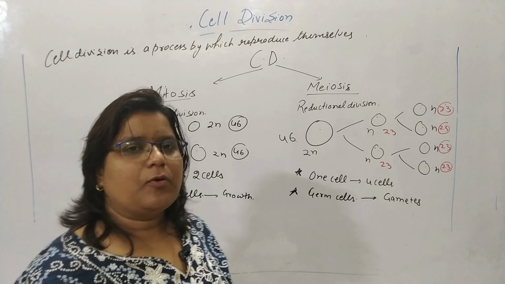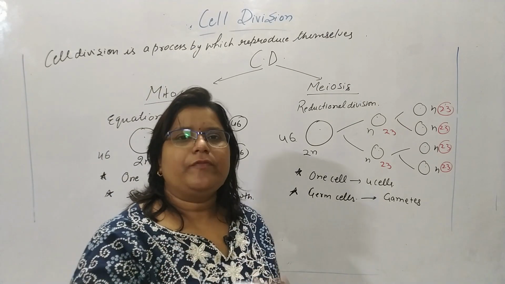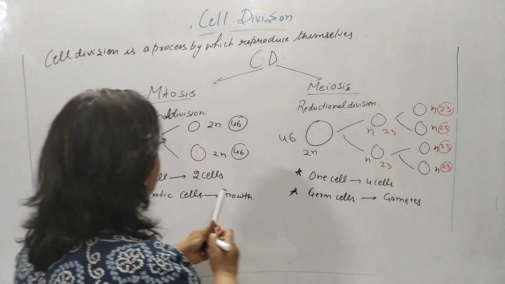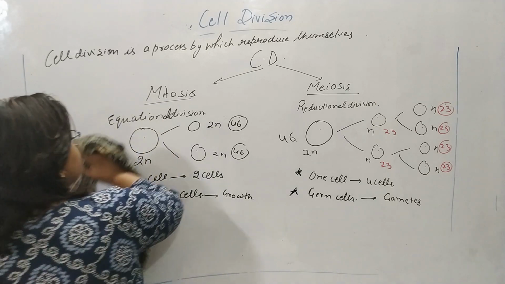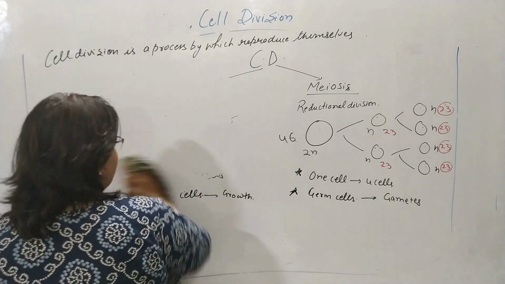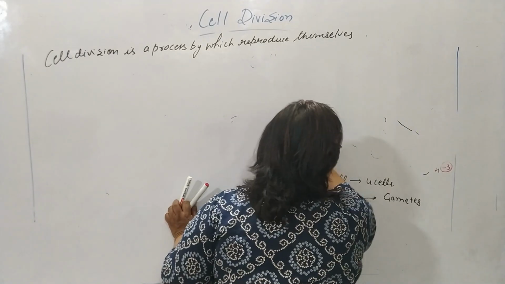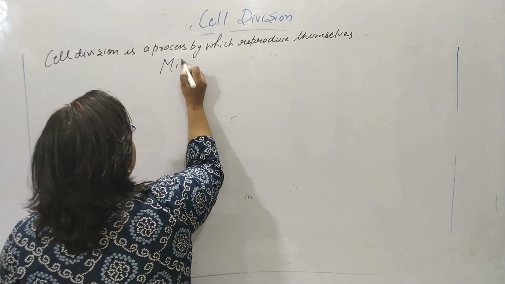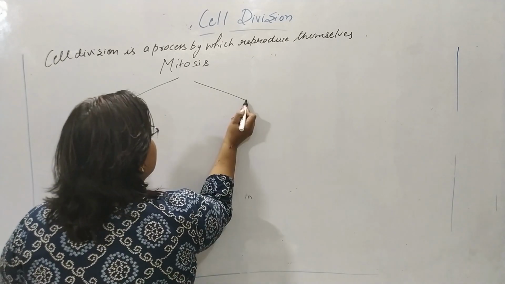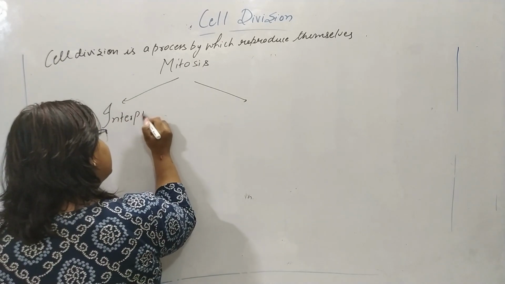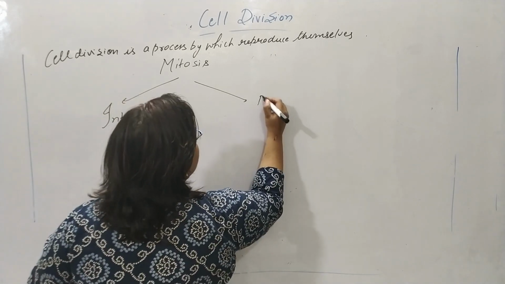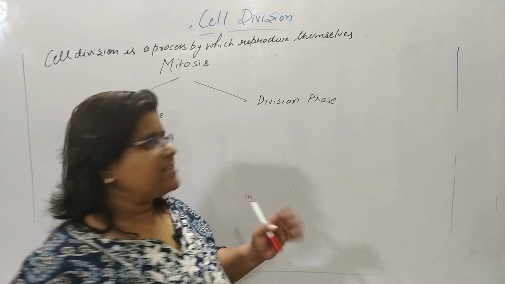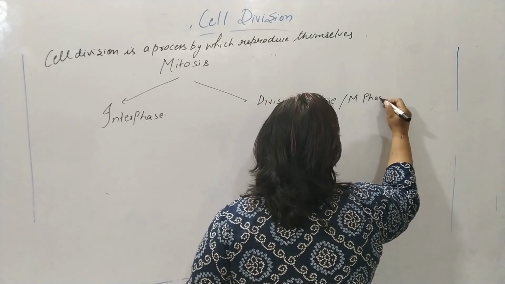One by one we will discuss mitosis and meiosis. In this video we will discuss mitosis in detail, and in another video we will discuss meiosis. What are the stages in mitosis? In mitosis there are two main stages: one is the interphase and the second is the division phase, or M phase.